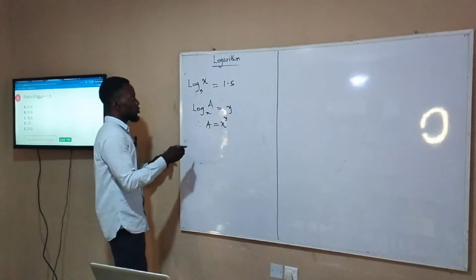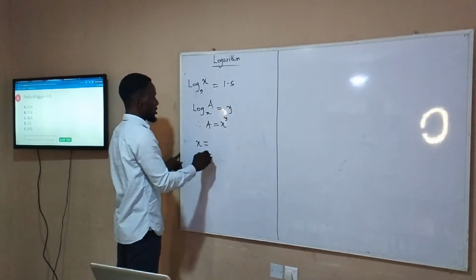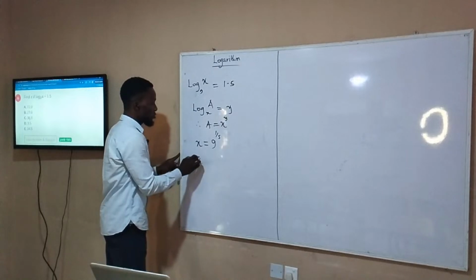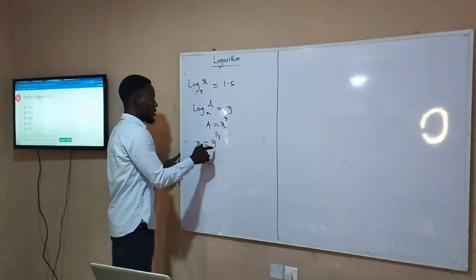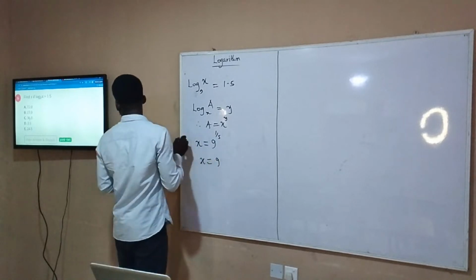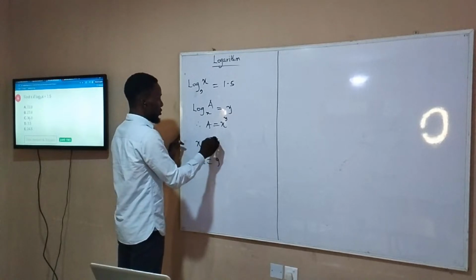So since that is what we want to do, we now say x equals 9 raised to 1.5, right? So we are going to say x equals 9 raised to 1.5, not 1 over 5, 1.5.